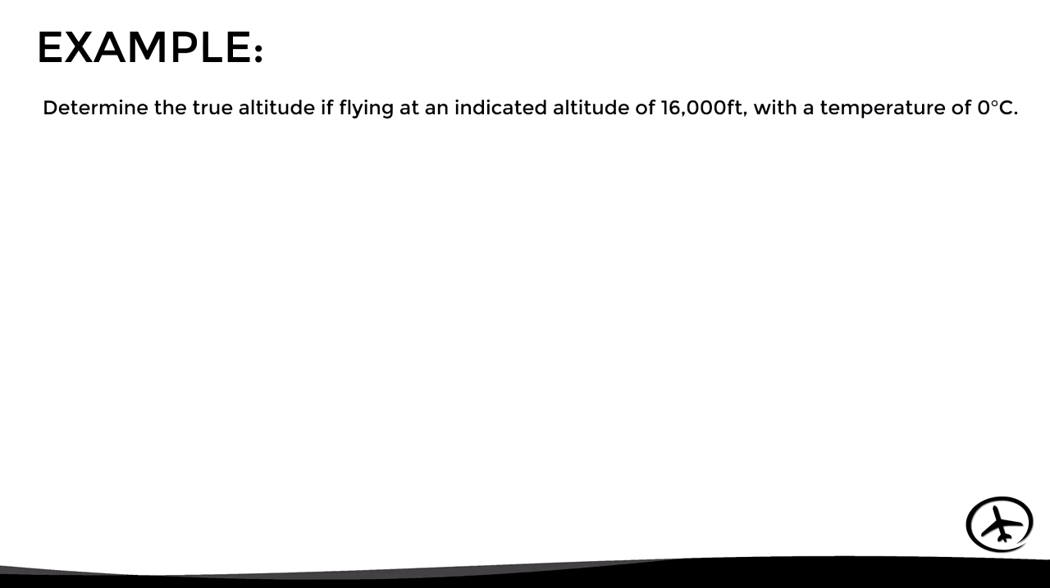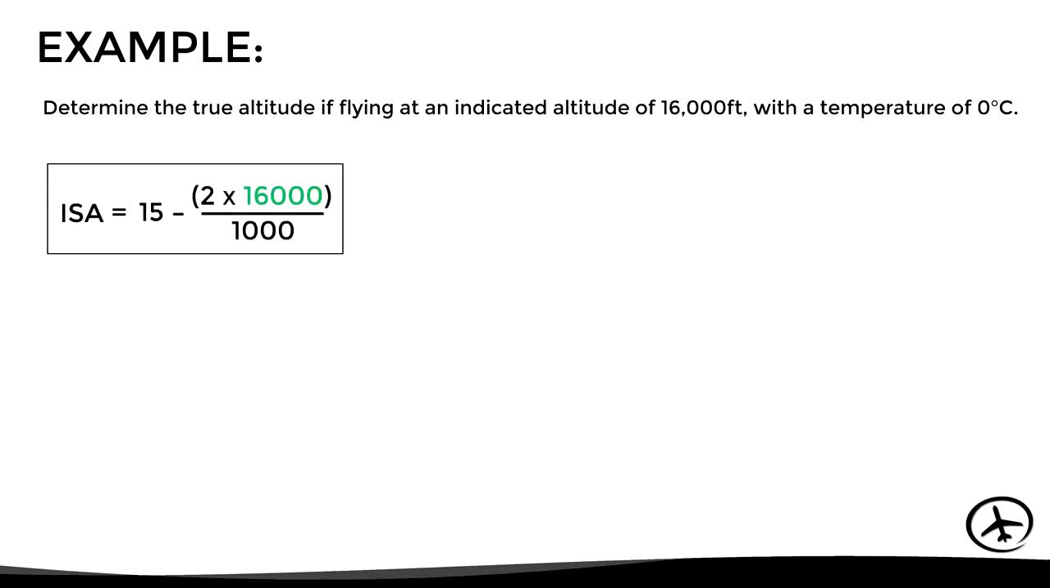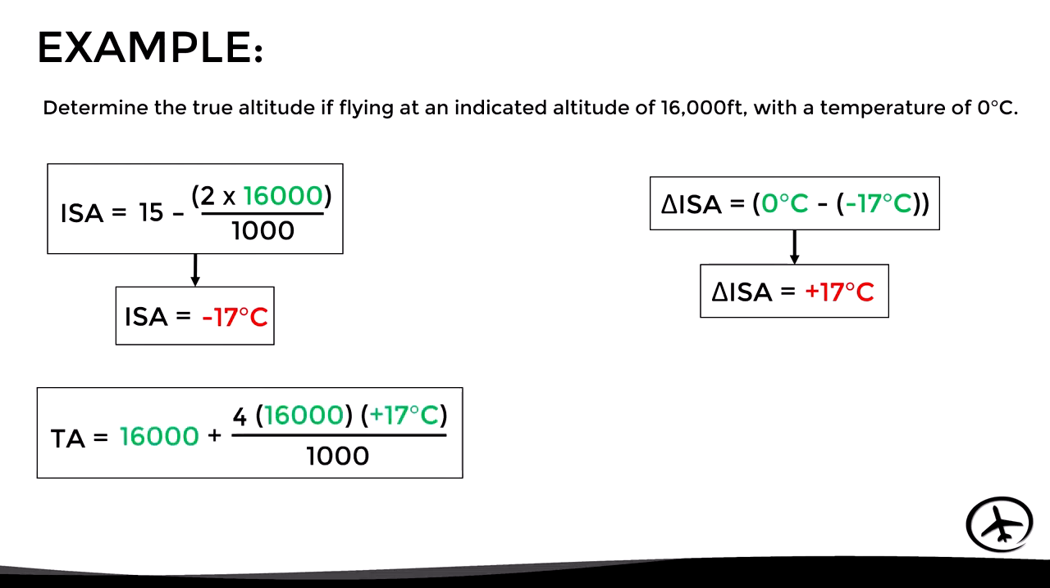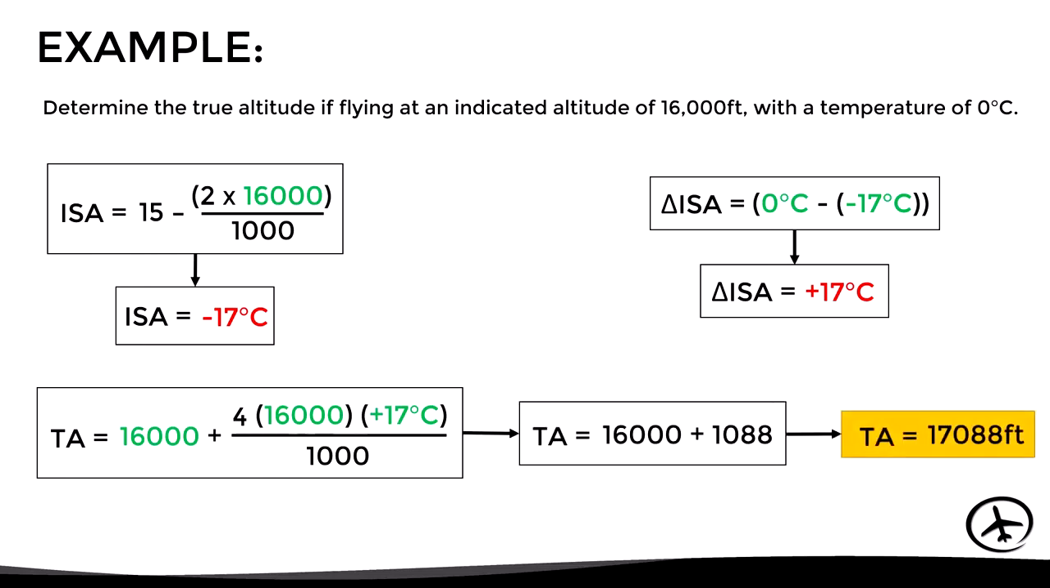Well, the first step is to calculate the standard temperature at 16,000 feet, so we just have to replace the altitude in this formula and do the math, obtaining as a result minus 17 degrees Celsius. This would be the standard temperature at 16,000, however the actual temperature is 0 degrees. So if we find the difference between the standard and the actual temperature using this other formula, we obtain an ISA deviation of plus 17. With this information, we can now apply the formula for the true altitude. We just replace the terms, do the math, and we obtain a true altitude of 17,088 feet.